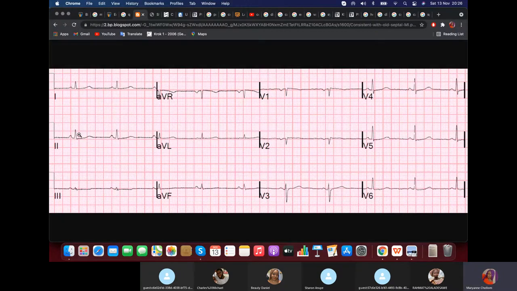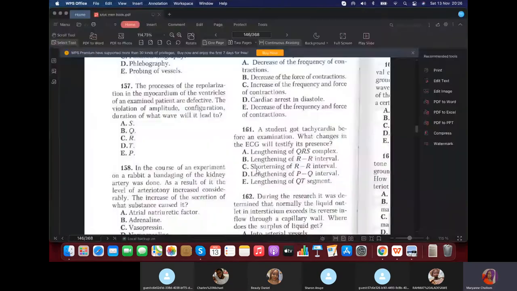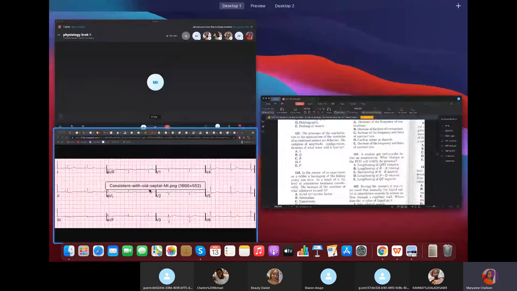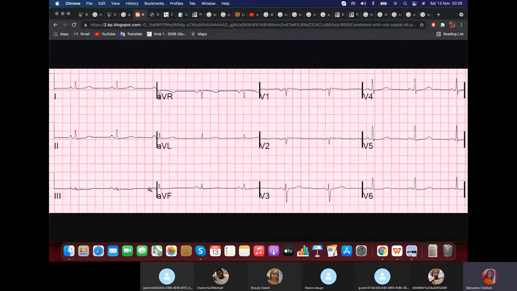RR interval. If it is 1, 2, 3, 4, 5, 300 divided by 5 is 60. Okay. If it was 1, 2, 3, 4, 5, 6, 7, 8, 9, 10, 300 divided by 10 is 30. So if there is this lengthening of the RR interval, it means the heart rate is like the 30 beats per minute I just explained. So that's bradycardia.